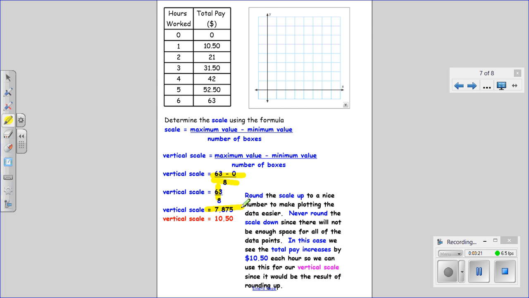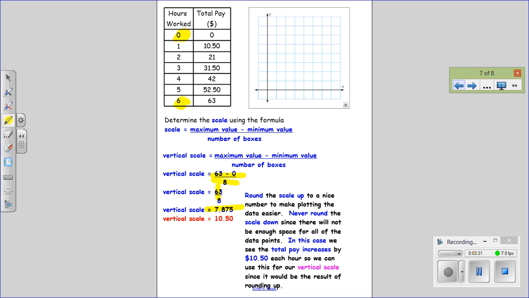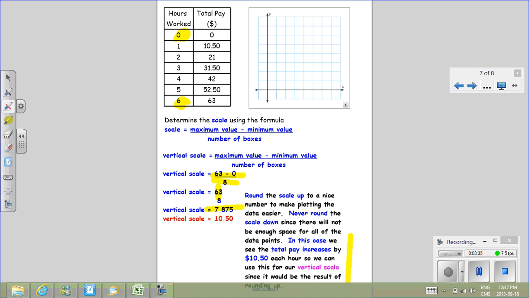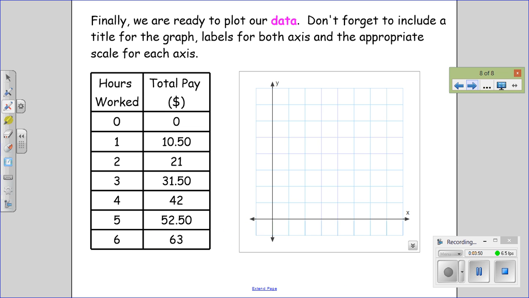If I look at the hours worked, I go from 0 to 6 hours. So when I do my horizontal scale, it will be 6 take away 0. And then I will also divide by 8. I don't know why that's not showing up here. So for horizontal, I'm going to do 6 take away 0 divided by 8, which is 3/4, and that's really close to 1. So I would count by ones.